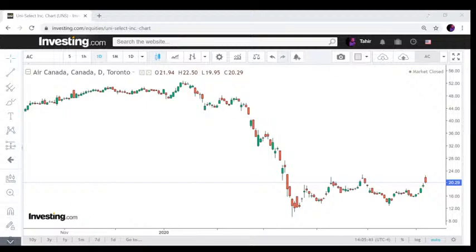So I think we can start now. Our session will be divided into two parts, as we discussed previously. The first session will be on the educational aspect, and the second session will be the analysis of some stocks.